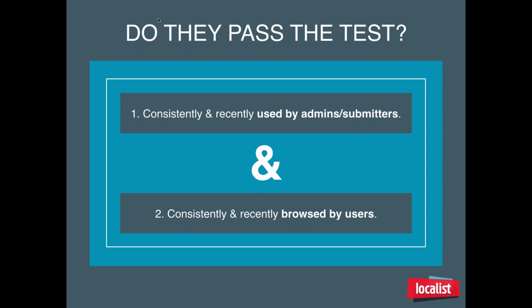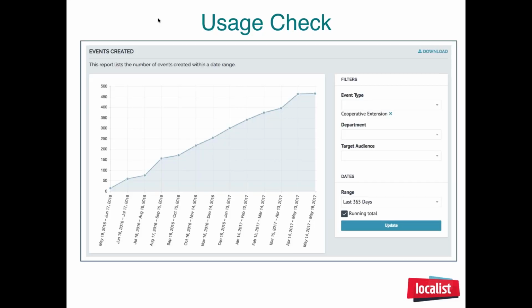The following statements should be true of all filters. First, a filter has been consistently and recently used by either admins or submitters. And a filter has been consistently and recently browsed by users. If one or both of these statements are not true, then the filter should be converted to a landing page, a tag, a keyword, or possibly just removed altogether. There really is nothing less engaging than having a dozen filters that are just constantly displaying zeros across your calendar pages.